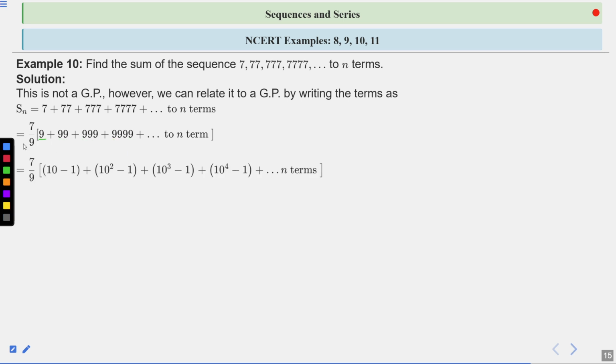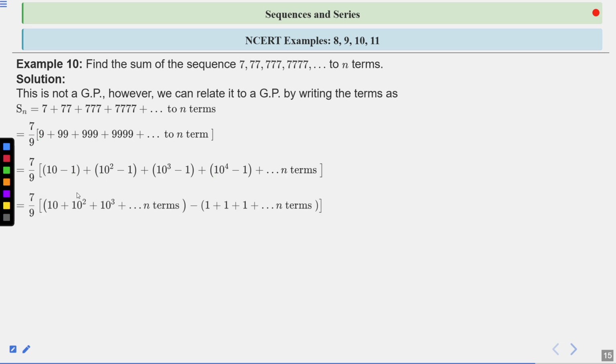Now this 9 can be rewritten in this form 10 minus 1, sorry, 10 minus 1. This 99 can be rewritten in this form 100 minus 1. 999 can be rewritten as 1000 minus 1. And this 9999 can be rewritten in 10,000 minus 1 form and so on. You can use the same pattern.